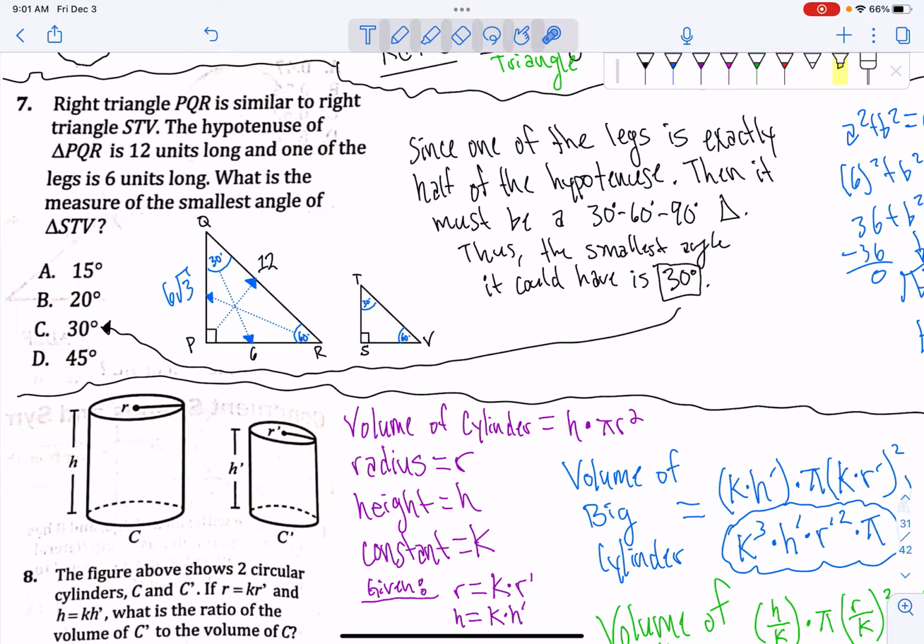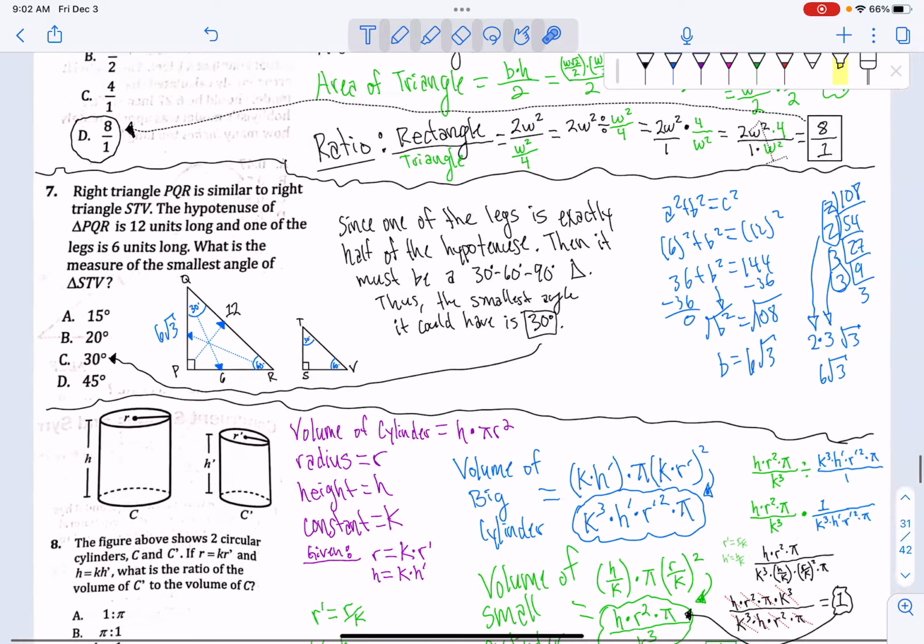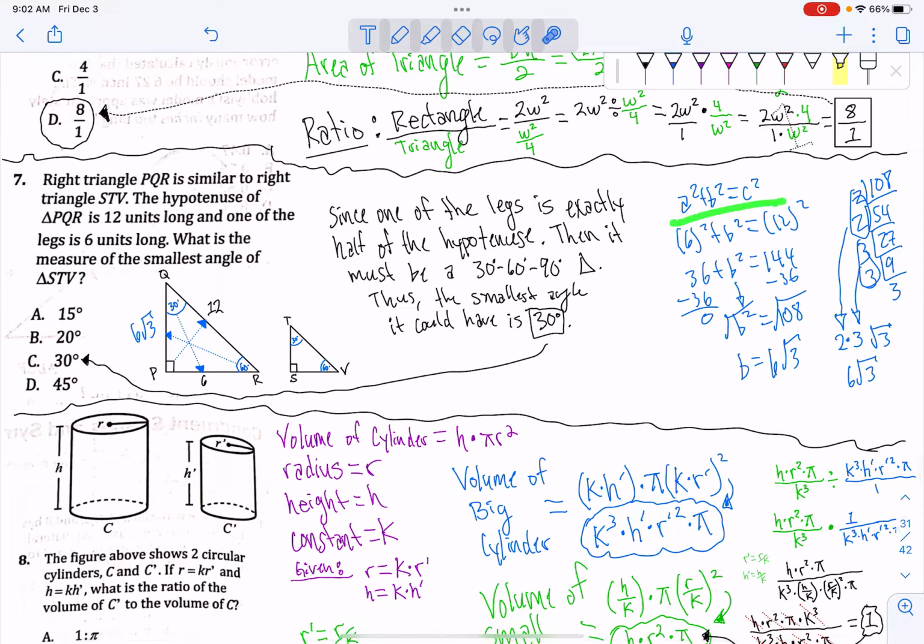So here, since one of the legs is exactly half of the hypotenuse, then it must be a 30, 60, 90 triangle. Thus, the smallest angle it can have is 30 degrees because we're given that it is a right triangle. I wasn't satisfied with that answer, so I went through the work. So we just did the Pythagorean theorem, plugged it in, and if it would have been a 45, 45, 90, 6 would have been the same for both legs.